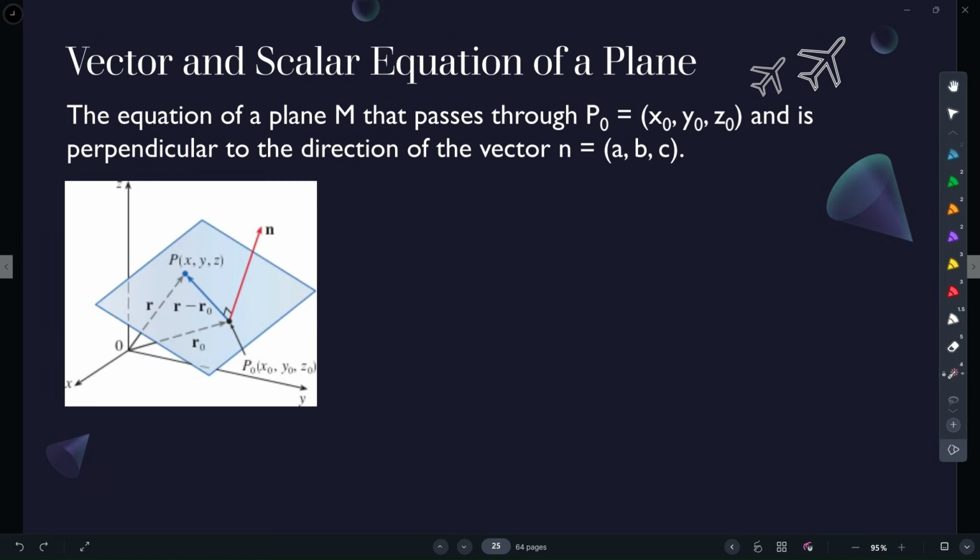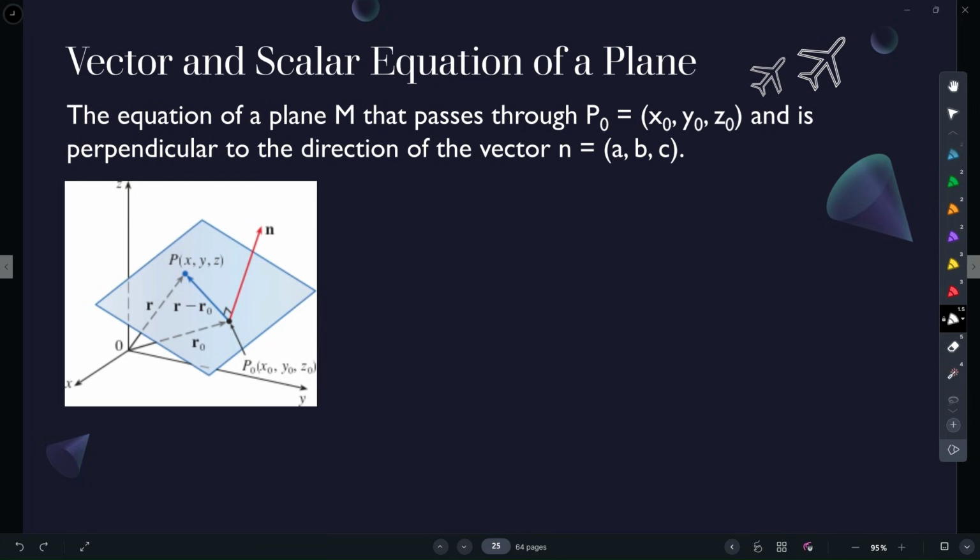Let me show you how to come up with the vector and scalar equation of a plane. We have a fixed point P naught with coordinates x naught, y naught, z naught, and I'm given a perpendicular vector, a normal vector, which is the vector n with coordinates a, b, c. I want the plane that is perpendicular to n and goes through the point P naught. Then, as I said before, any other point P has to have the property that the vector from P naught to P is perpendicular to the vector n.